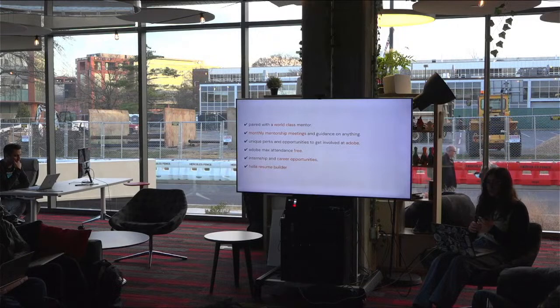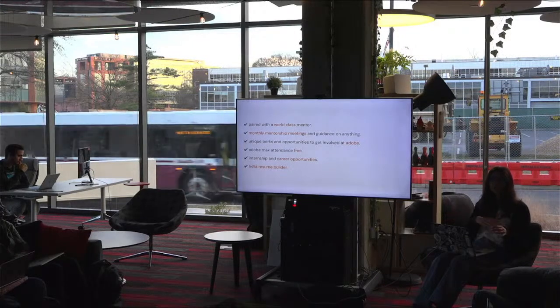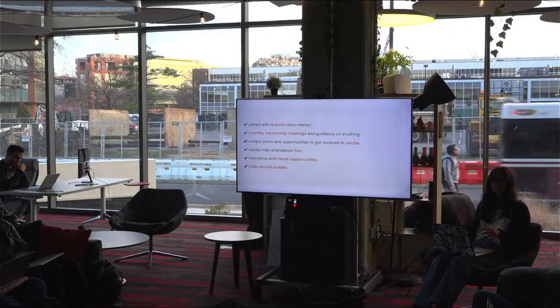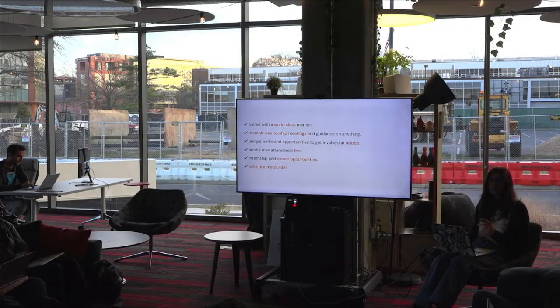Unique perks and opportunities to get involved at Adobe. They recently changed the structure of the scholarship so that the first year you get in, you get paired with a design leader across the industry space, and then subsequent years you get paired with an individual, a design leader who works at an Adobe office. This gives you opportunities for internships with Adobe. This gives you opportunities for attending the conference for free. This gives you opportunities for using the software.